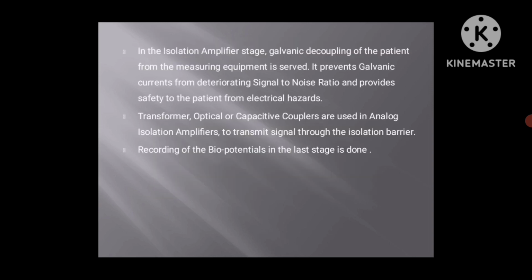In the isolation amplifier stage, galvanic decoupling of the patient from the measuring equipment is served. It prevents galvanic current from deteriorating the signal to noise ratio and provides safety to the patient from electrical hazards. Hazards are nothing but unwanted incidents or unwanted noise in the signals. Transformer, optical and capacitive couplers are used in analog isolation amplifiers to transmit the signal through the isolation barrier. The recording of biopotential is done in the last stage.